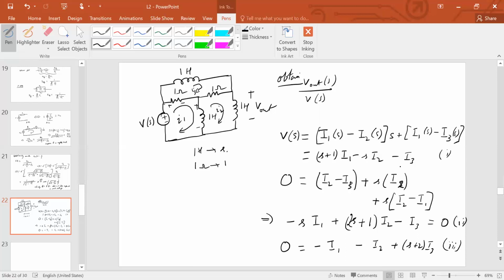So this will appear with a negative sign as the coefficient of I3, which is the loop variable for loop 3. Similarly, look at loop 2. Loop 2 has a current I2, and the element shared between loop 1 and loop 2 is this inductance, whose impedance is just S, right? So that S with a negative sign appears as the coefficient of the loop variable of loop 2, that is I2. You exactly observe the same pattern everywhere.